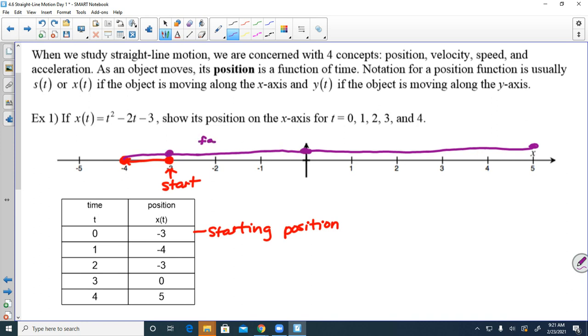So we'll just say this is fast. This is a fast part. This is a fast part. We'll get into more details later. And these are slow parts.